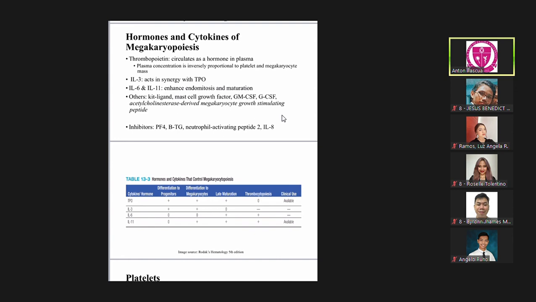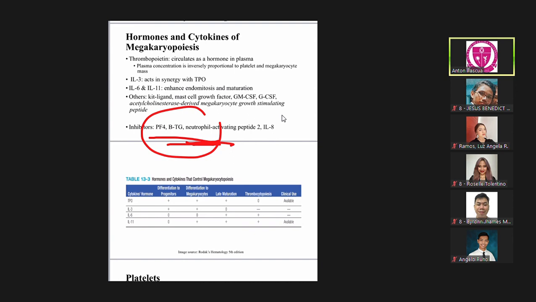Yan, even platelet shedding. So para ma-release mo sila. Okay? And then lastly, these inhibitors here, yung mga nakasulat dyan, they were tested in vitro. Pag sinabi nating in vitro, outside your body. Right? So they are proven to inhibit megakaryocyte growth. So scientists believe that in vivo, they also function the same. Okay? Proven sila in vitro.